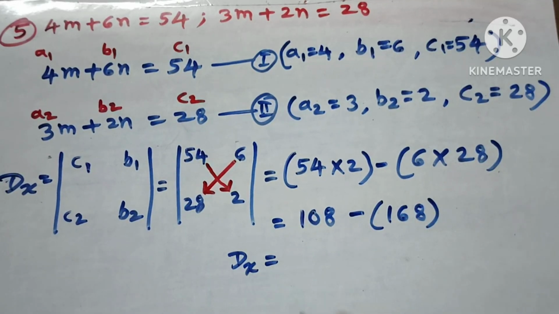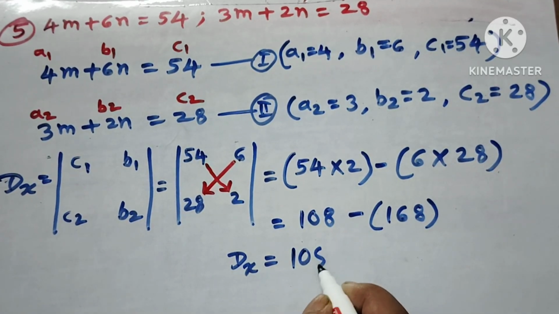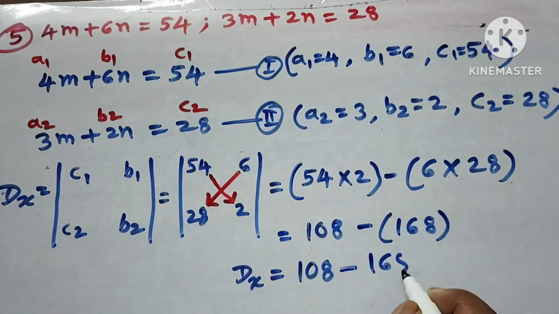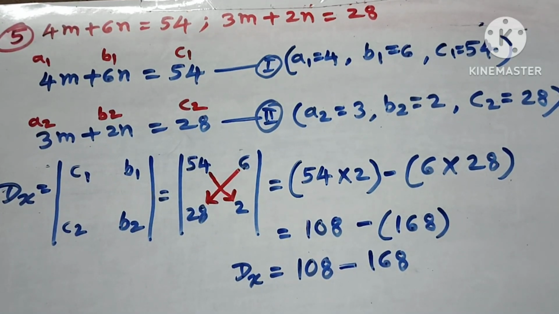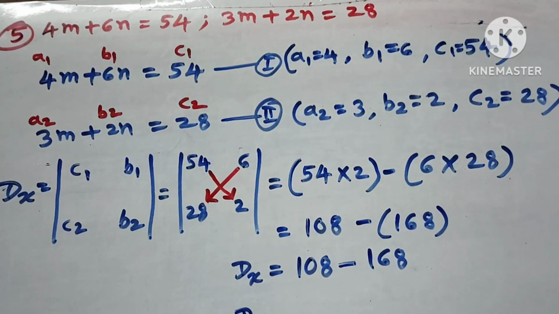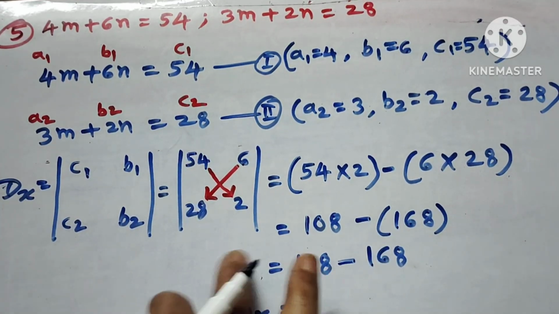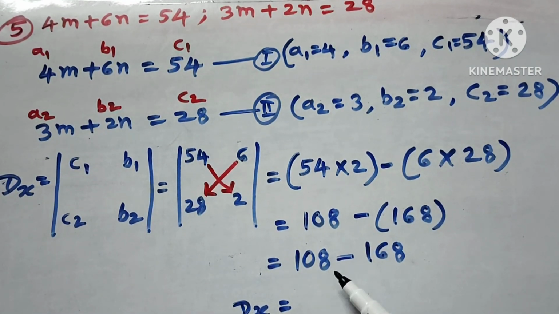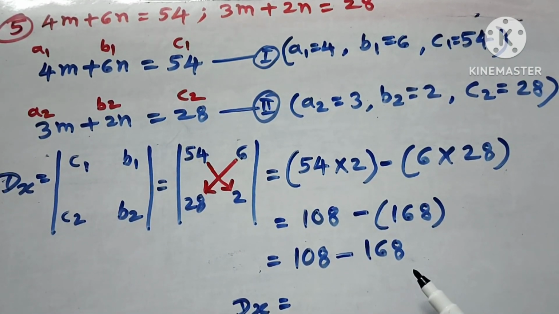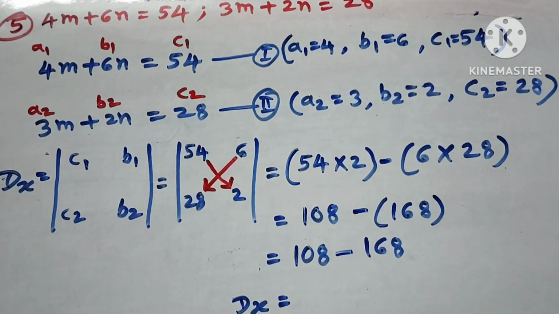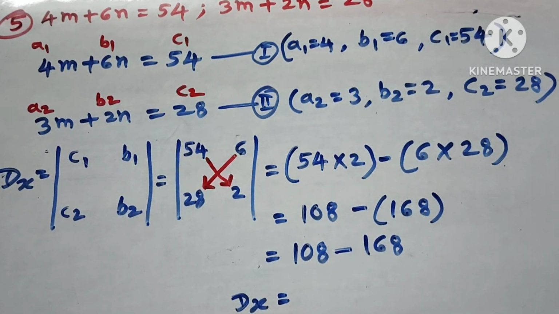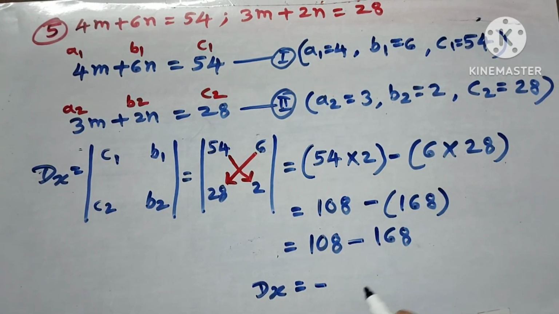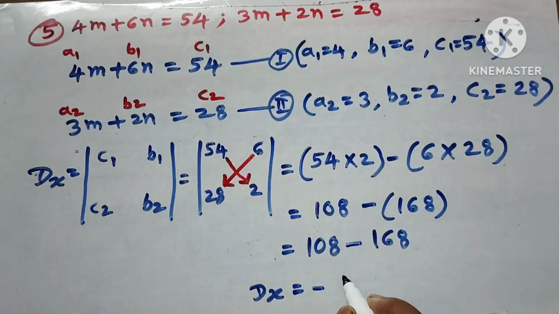dx is equal to 108, the negative sign outside the bracket, 8. dx is equal to plus 108 minus 168. Subtraction. Bigger number sign right here, minus 60.